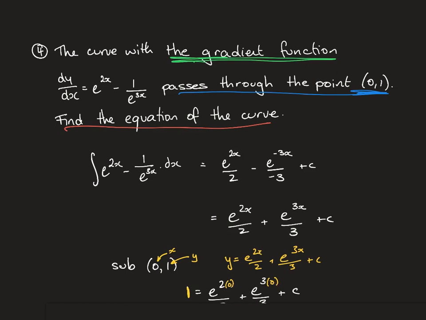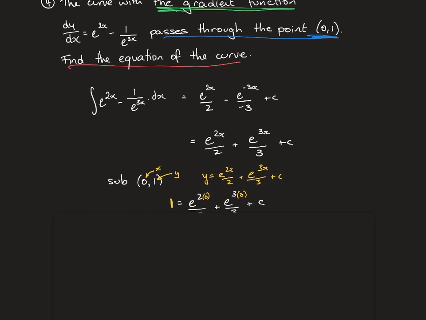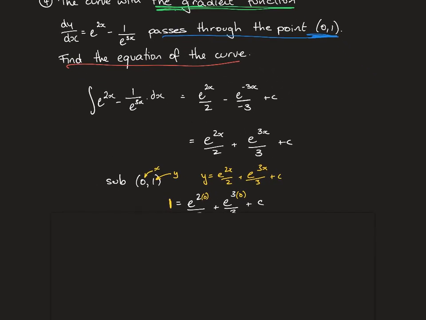And then what we're going to do is use our index laws. So 2 times 0 is 0, so e to the 0 becomes a 1. 3 times 0 is 0, e to the power of 0 is 1. There are our index laws at work. So we end up with 1 is equal to a half plus a third plus c.